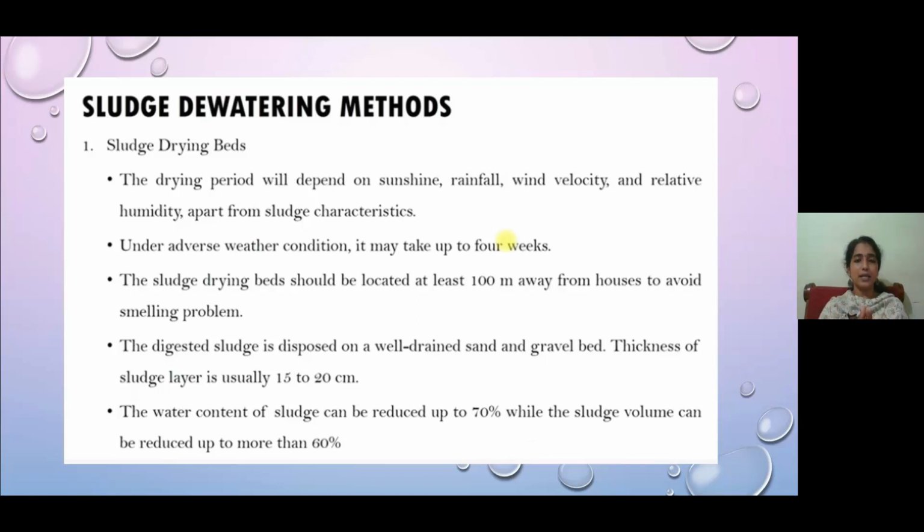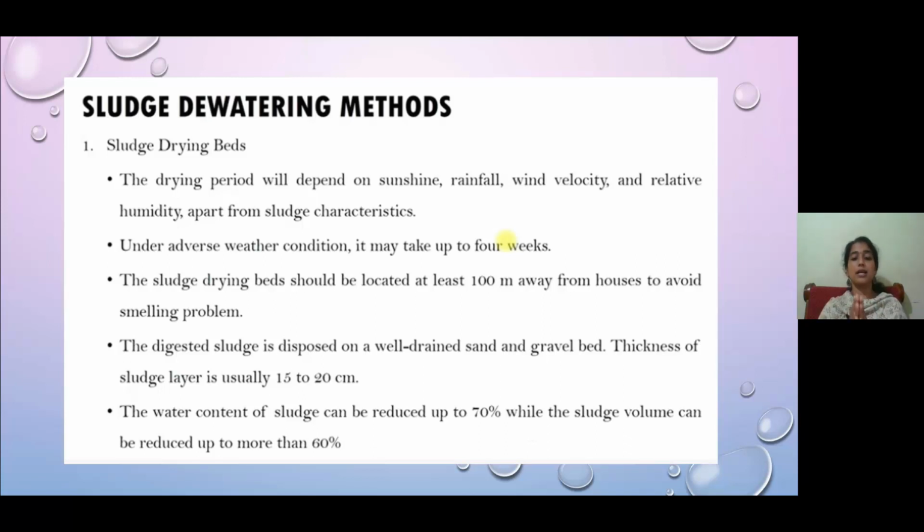In adverse weather conditions, that is, if humidity is large and there is intermittent rainfall, then the sludge drying process will be delayed up to 4 weeks. The sludge drying bed should be located at least 100 meters away from houses to avoid smell problems. The digested sludge is disposed on a well-drained sand and gravel bed. The thickness of the sludge layer is usually 15 to 20 centimeters.